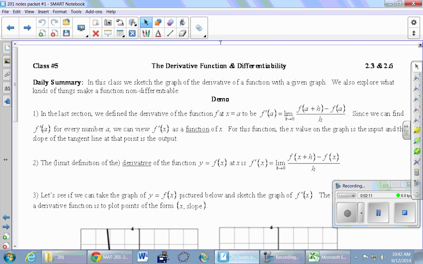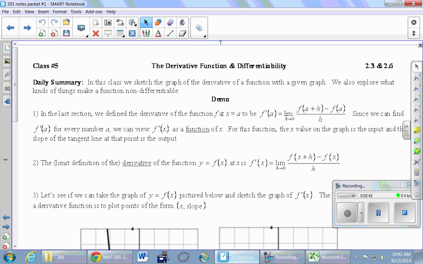But you can find the derivative at any particular number that you wanted to. And so what we're going to do today is generalize even further and say f with this little apostrophe. Remember, that's the notation for the derivative, and it's read f prime. Instead of thinking of f prime at a particular number, we're going to think of f prime at a general variable, x. And for that function, the x value on the graph is the input. Slope of the tangent line at that point is the output. We'll make that clear with an example in a moment.